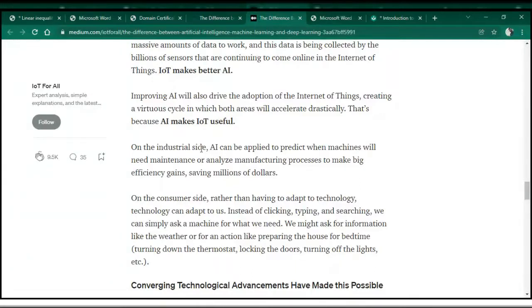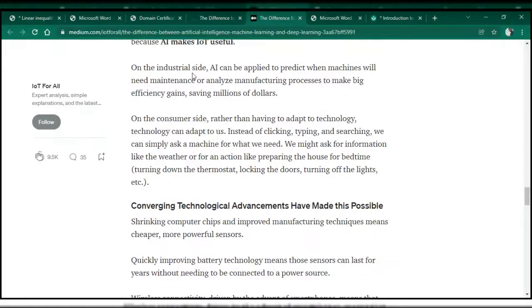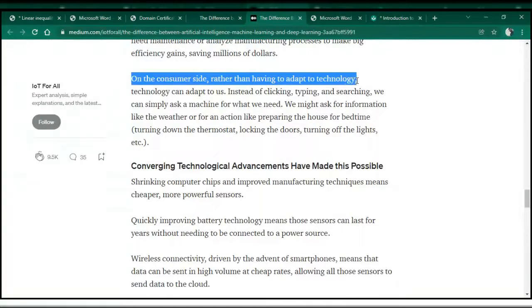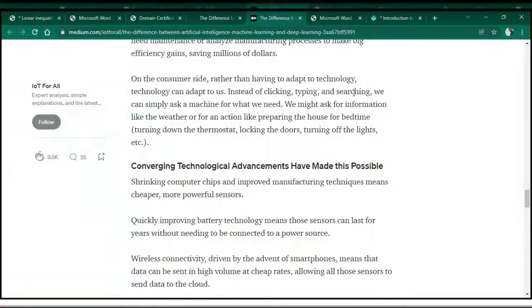Now you will have to pay that worker every time he comes and tells you something, or even if he does not tell you anything, he is just sitting there, you have to pay him. Instead, you can keep a sensor and a few cameras there, observing the machine 24/7, and as soon as they see even a small crack, they'll inform you. That is how AI is going to help you. I had explained many other examples in my previous video. You can watch that. And this is on the consumer side, rather than having to adapt to technology. Instead of clicking or typing or searching, you could simply ask the machines. Like right now, you can say, okay Google, and it would search whatever you are looking for.